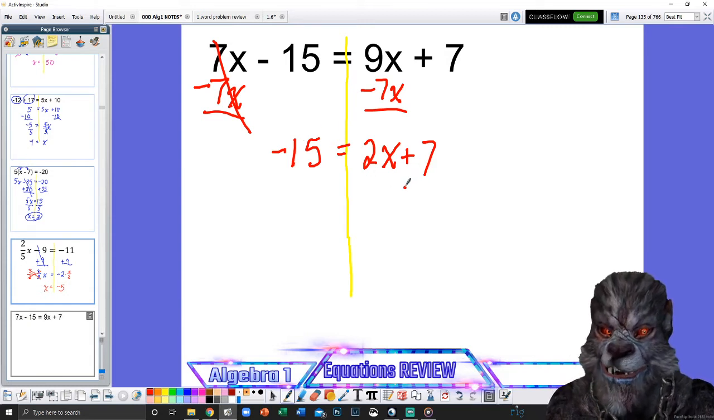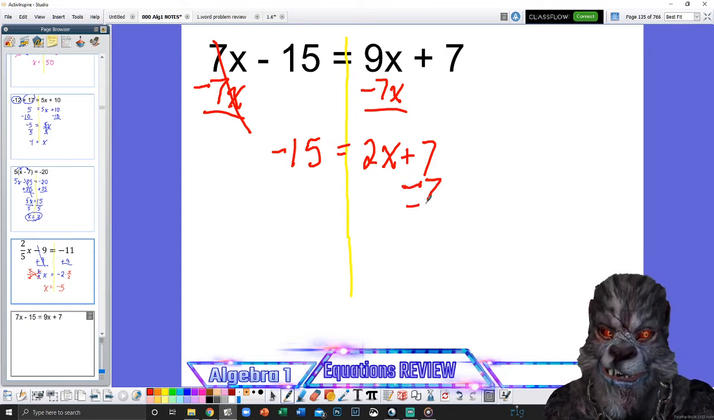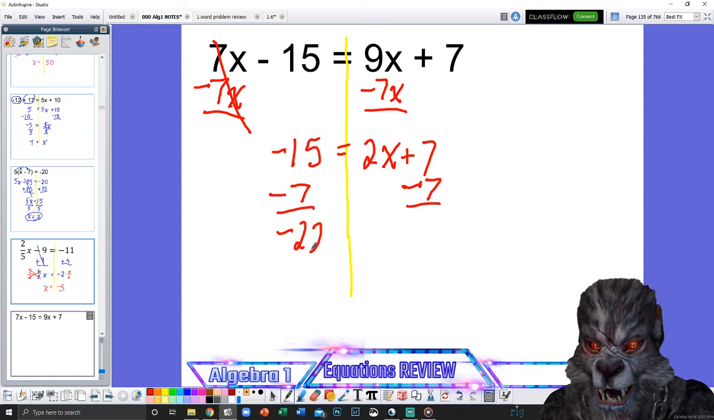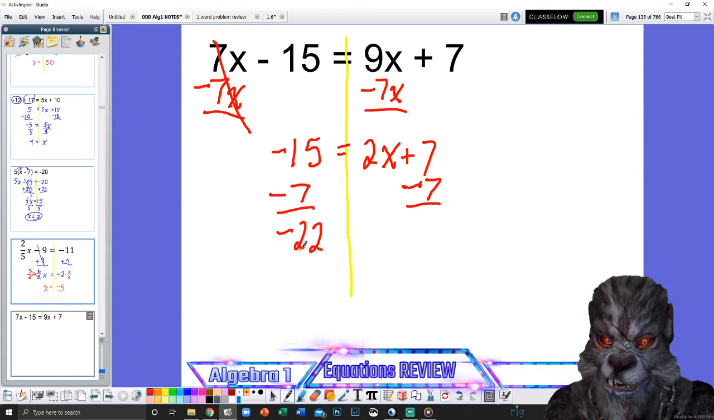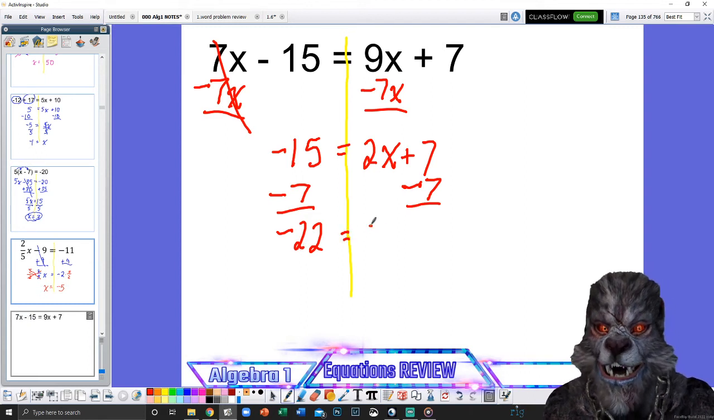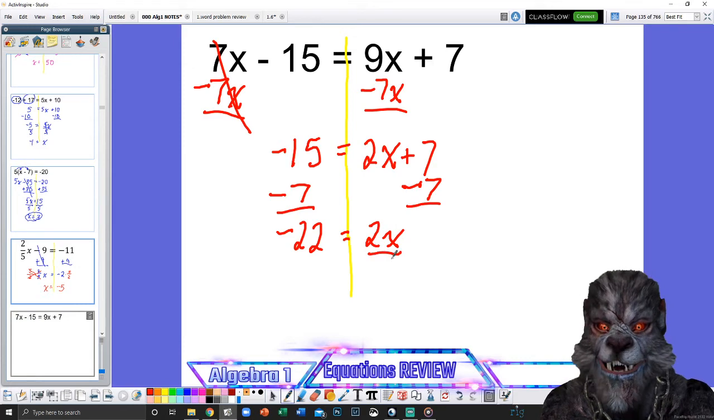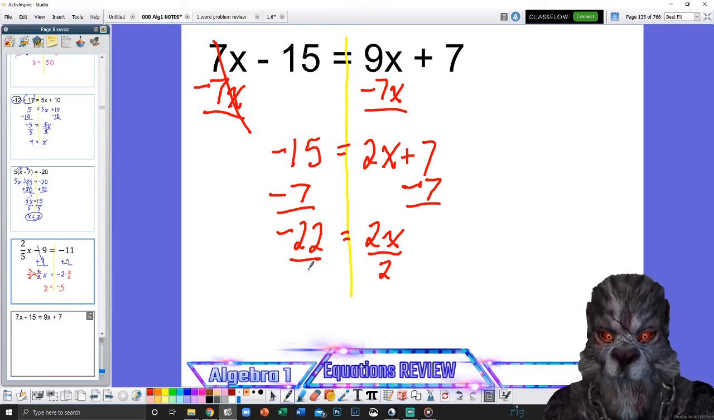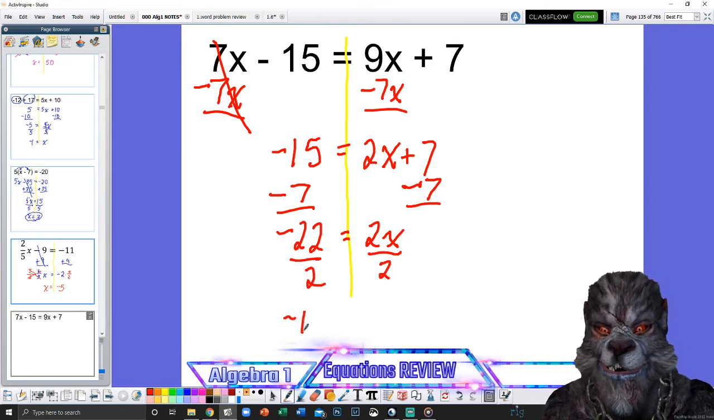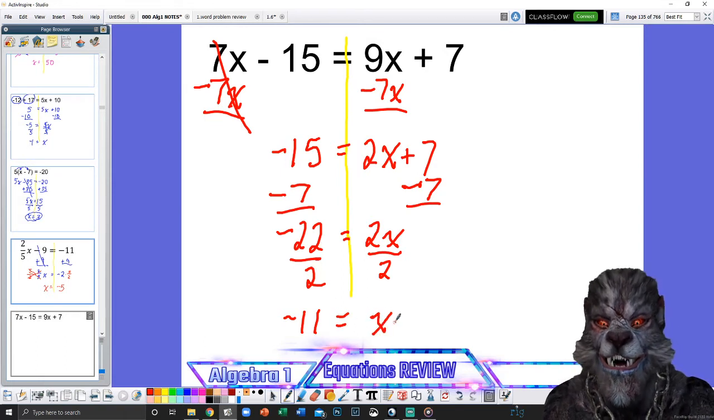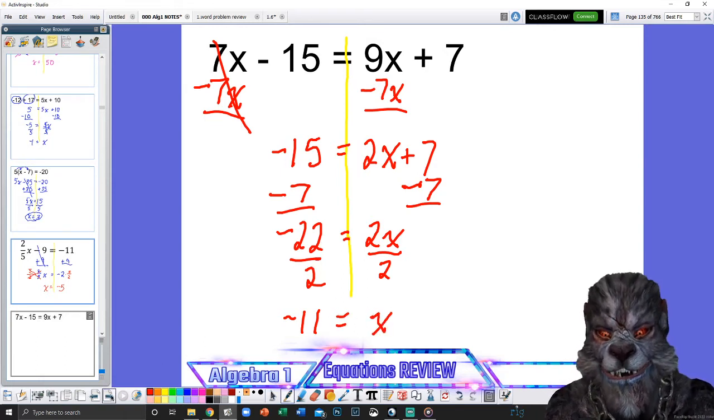This was plus 7, so I have to do minus 7. That gives me negative 22. Negative 15 minus 7, negative 22. And then I copy down my 2x. 2 is touching the x. I do not want that, so I'm going to divide them. Negative 22 divided by 2, my calculator gives me negative 11. That is correct.